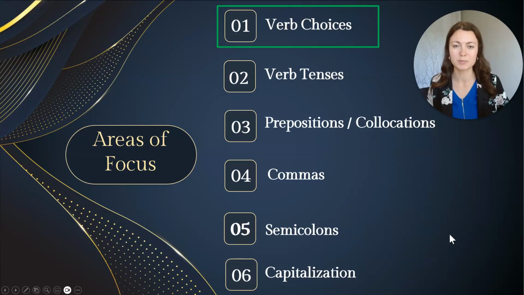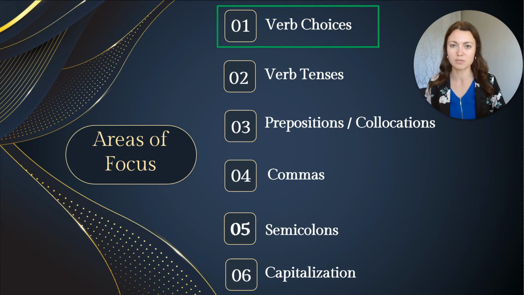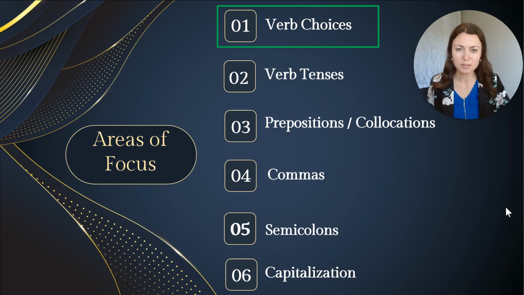The first writing skill I'm going to talk about is verb choices: how to select the best verb based on the meaning you are trying to express in your writing. And in order to do this well, I have a couple of pieces of advice for us as we get started.